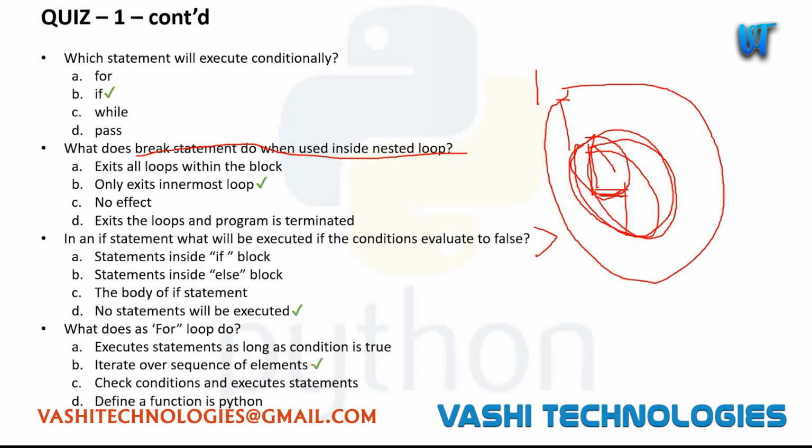Iterate over a sequence of elements: a for loop will just iterate over any sequence. It may be numbers, it may be a list, it may be letters as well, a string as well. Let's say if we have one string, for character in string, print character, it will keep on iterating through the whole string. And check conditions and execute statements: this is for the if statement. Only the if statement will be checking for conditions and then it will execute the statement if the condition is true.